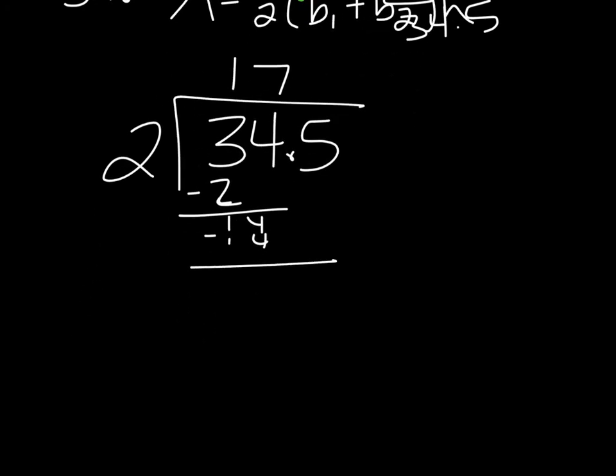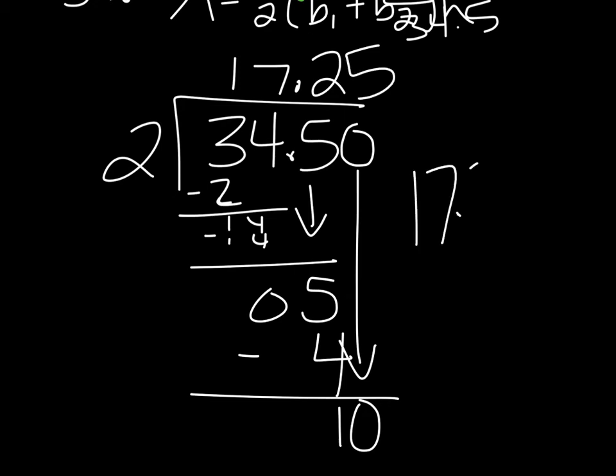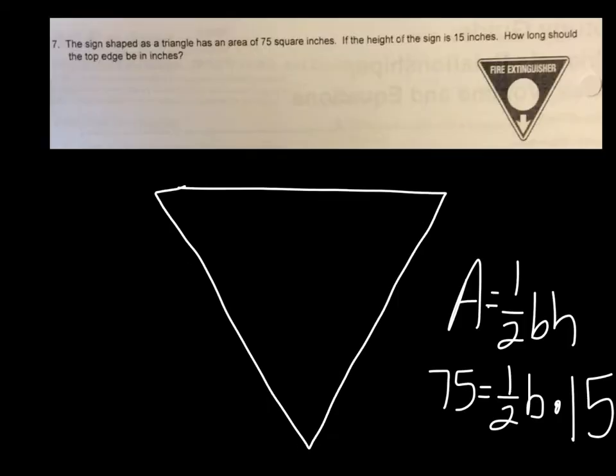0, bring down 2 is 4. We can always add another 0 after our decimal place, so we have another digit to work with. So 17.25, and whatever that was, feet or centimeters or whatever it was, squared, would be our answer.